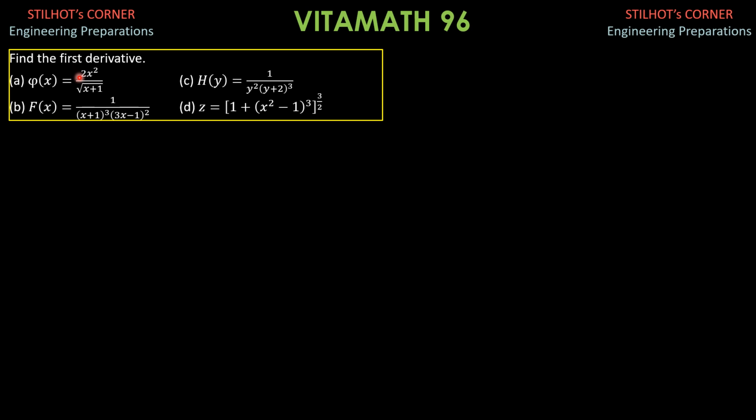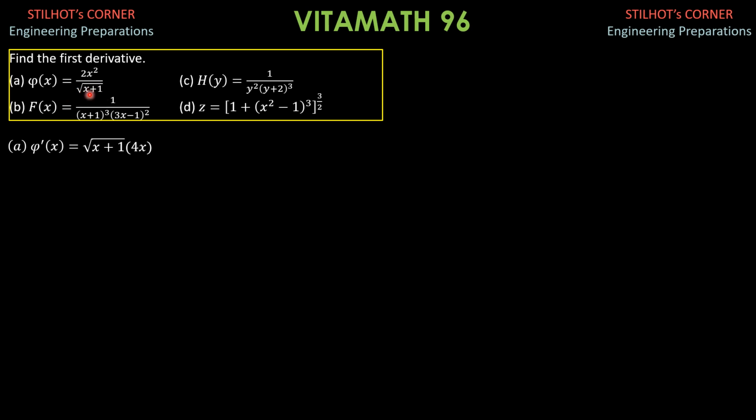So for the first part, we apply derivative of ratio, which is denominator times derivative of numerator, then minus numerator times derivative of denominator. So psi prime of x is denominator, square root of x plus 1, times the derivative of numerator, which is 4x, of course, minus numerator 2x squared, then times the derivative of denominator, which is square root of u, is derivative of u.